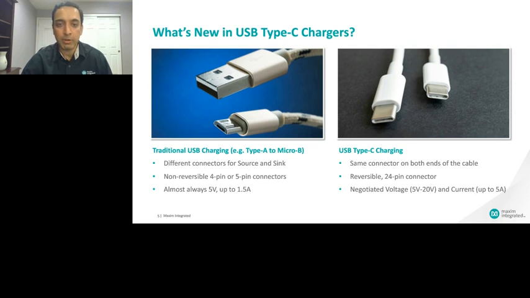You can also extend that power by increasing the voltage. So you can negotiate voltage from 5 volts up to 20 volts and up to 5 amps of current. Mind you, the 5 amps of current requires a custom electronically marked cable, but it is possible to go up to 100 watts if you have all of these factors in place.